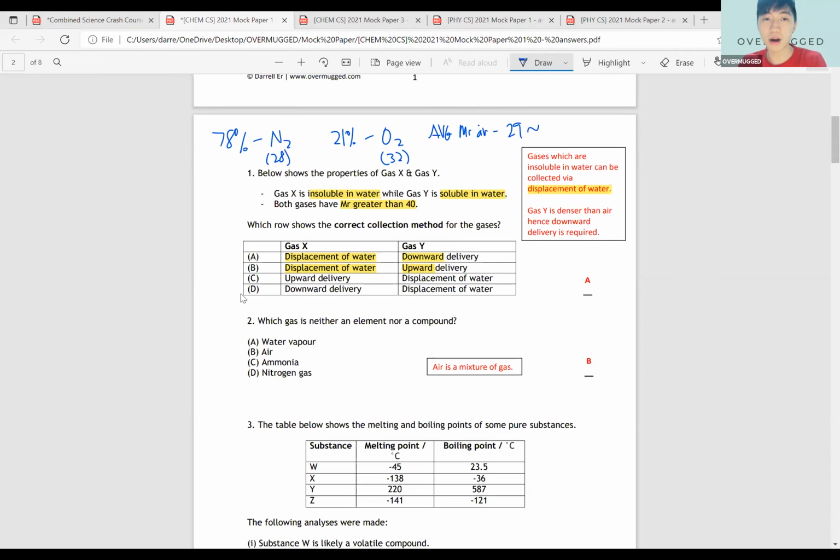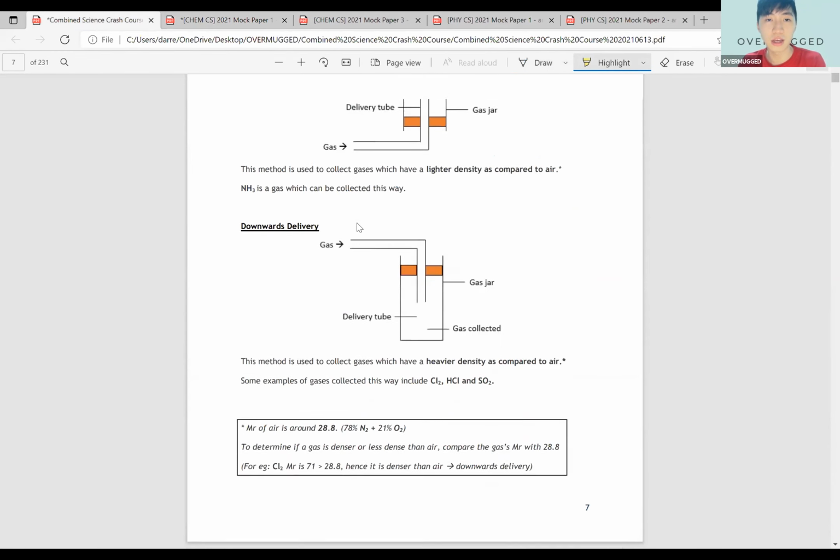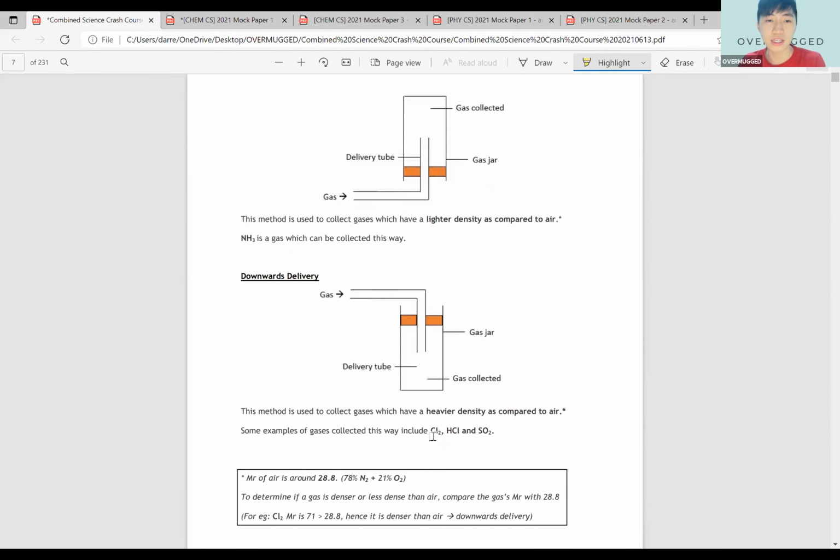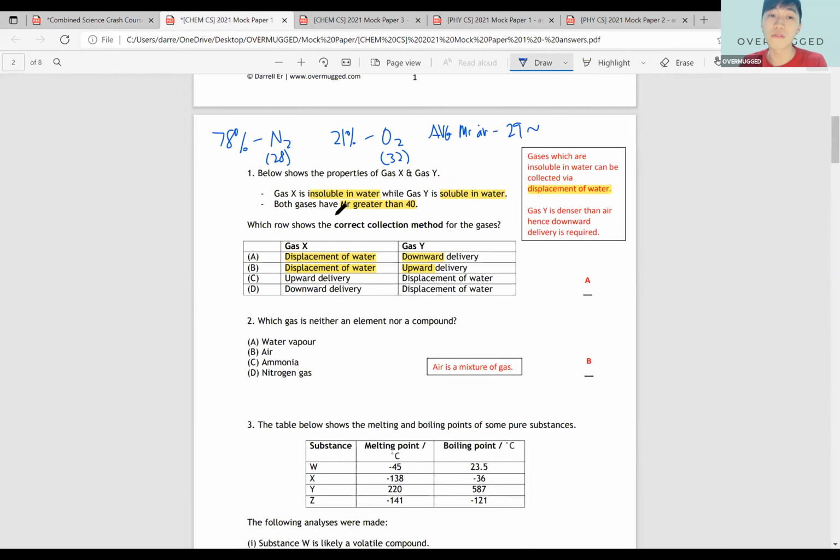So upward and downward, you don't really have to memorize which gas is collected using which method. You don't have to say, okay, I need to memorize NH3 upward, or Cl2, HCl, SO2 is downward. You just need to compare the Mr of these gases with the Mr of air, which is approximately 29. That's when you know whether to use upward or downward. It depends on the Mr in relation to air. So no need to memorize here. Therefore, the answer should be A.